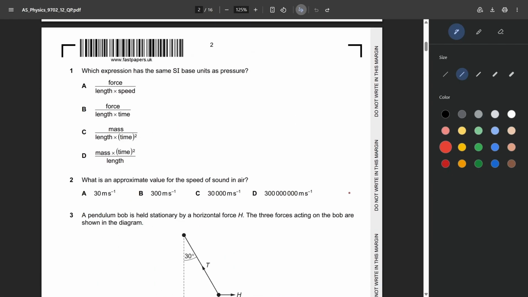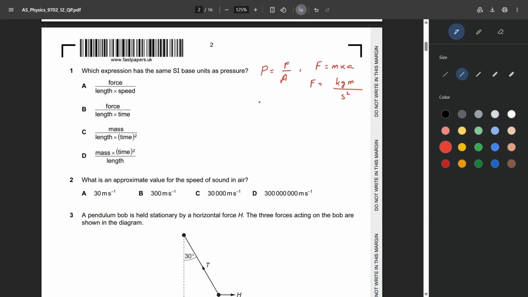Right, so starting off with the first question. Which expression has the same SI base units as pressure? Okay, we have four options here. Now, pressure is equal to force over area. Force is equal to mass times acceleration, right? So the SI base unit for force would be kg meter per second square, mass times acceleration.